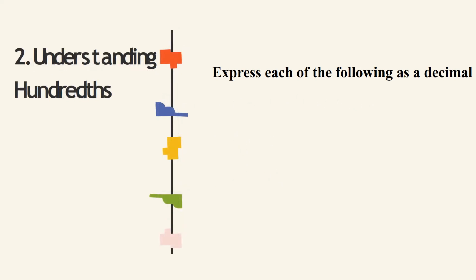In the second part, we're going to learn how to express hundredths as a decimal. The first example, we got 11 hundredths. 11 hundredths refers to 11 divided by 100. A square divided into 100 parts, and then we shade 11 parts, and then we got 0.11.